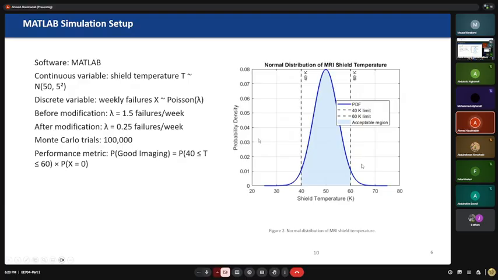We have the performance metric of P good imaging between the two, at the normal temperature. And we can see that we have a high probability of having good imaging in the required temperature range.